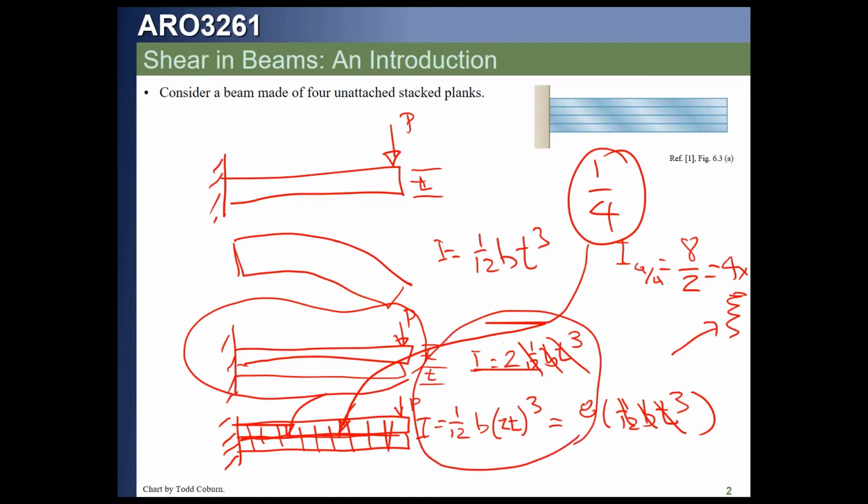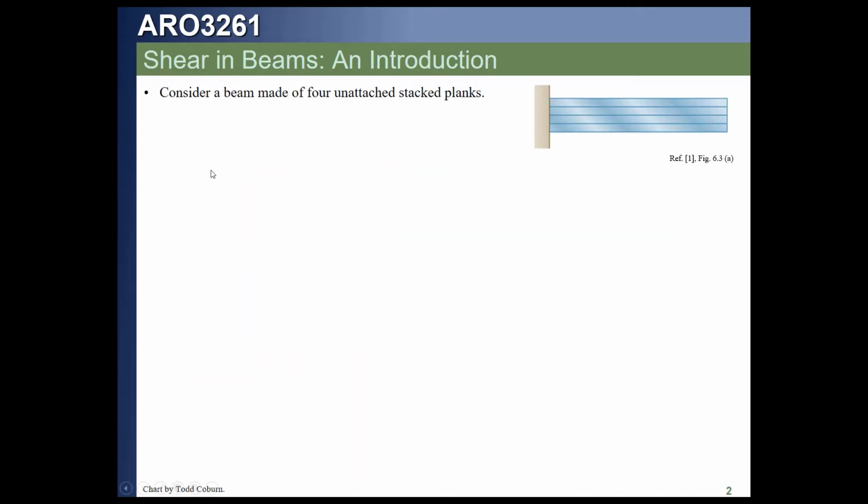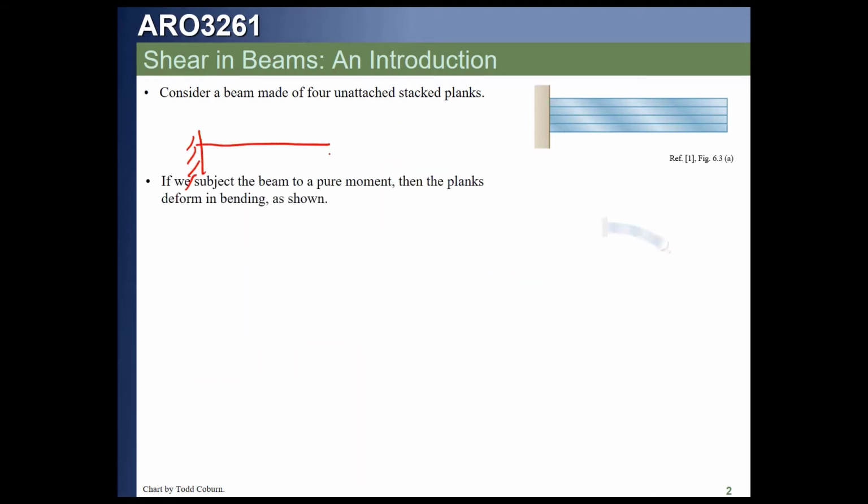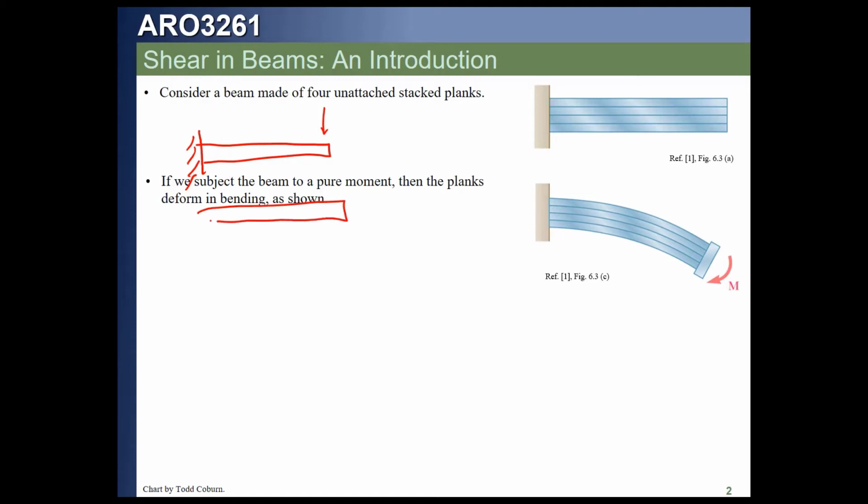And what's going to happen is, if we clear this here, having two beams either acting separately or acting as one, we see this had 4 times the stiffness.